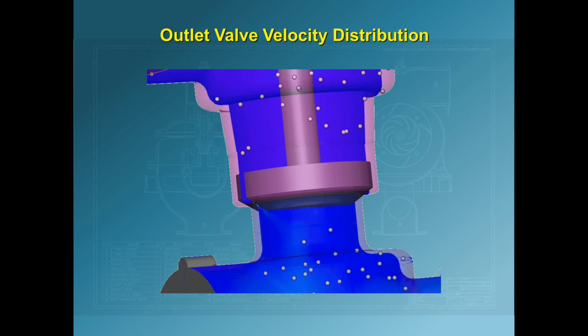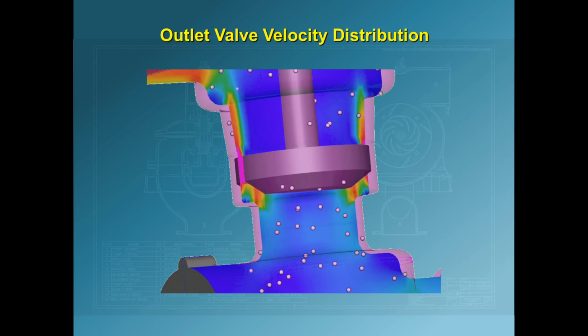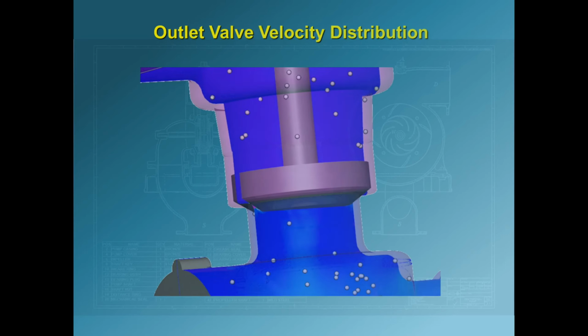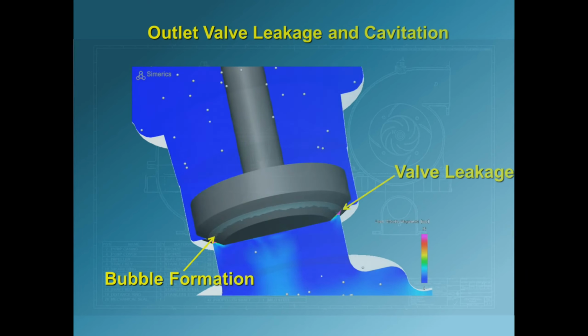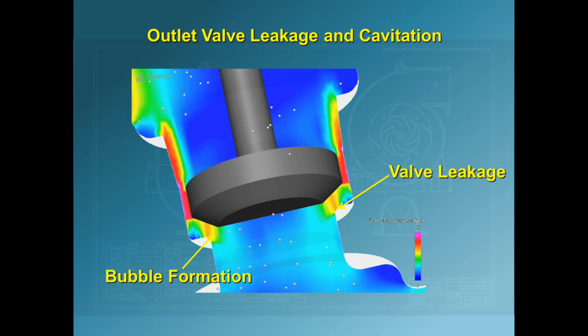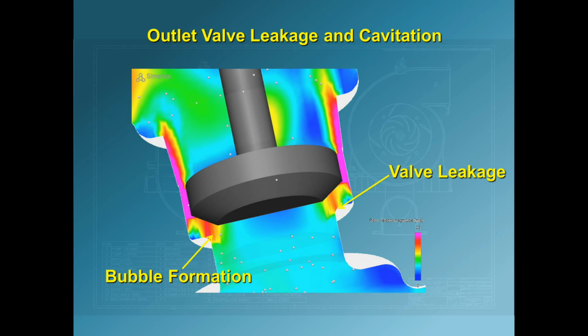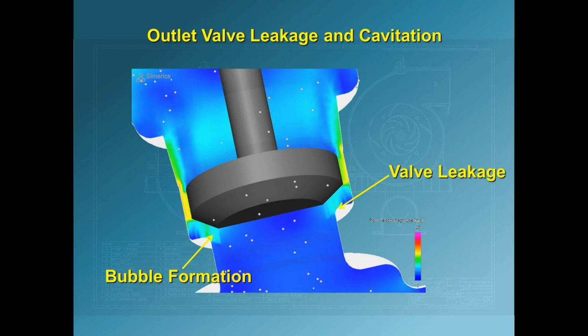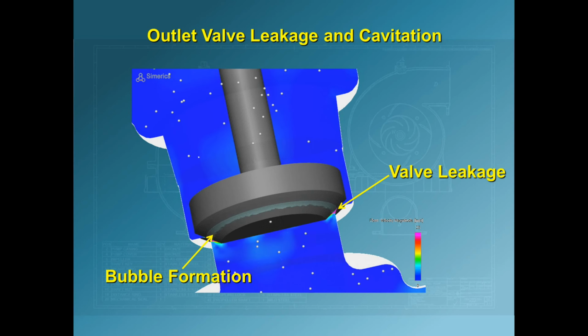This is a close-up of the velocity distribution near the outlet valve. When the outlet valve closes, fluid leaks downward, causing the pressure to drop and bubbles to form. This type of behavior often leads to hardware damage.